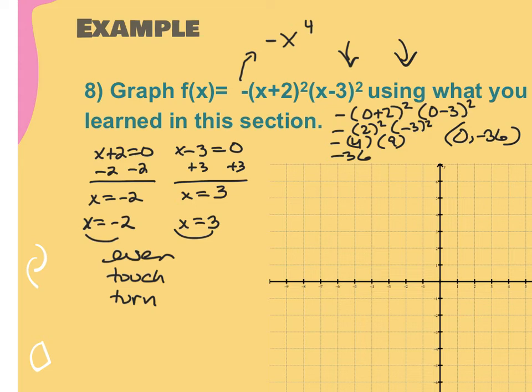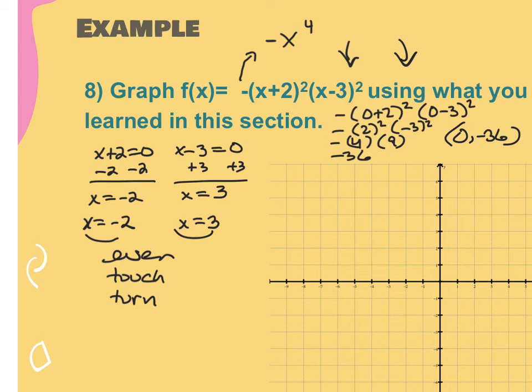Everybody with me so far? Okay, so again, we set each of the factors equal to 0 because we're trying to find out where it's touching the x-axis. And then I also found my end behavior. There were 4 zeros. So it's based on an x to the 4th, a negative x to the 4th, and behavior, both left and right side pointing down, or both sides falling. And then I plugged in 0 to get my y-intercept.